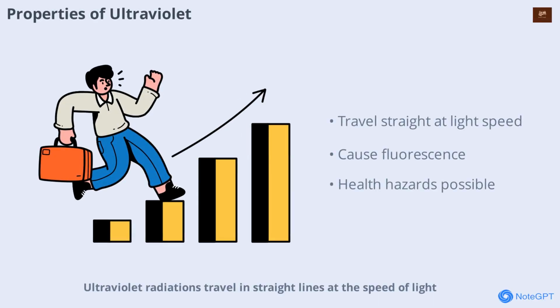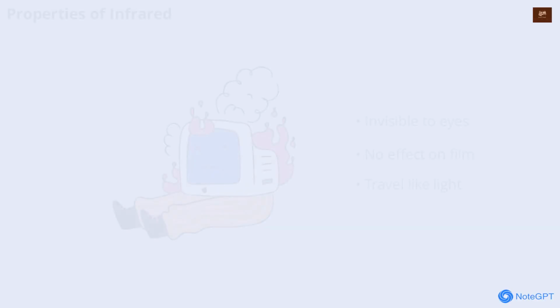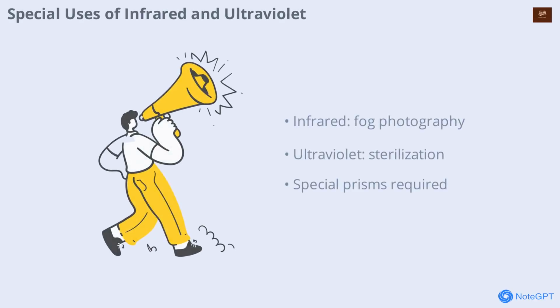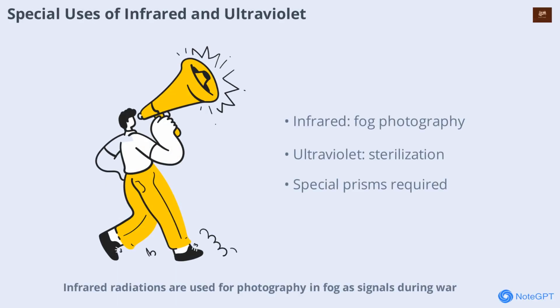Ultraviolet radiations travel in straight lines at the speed of light, obey the laws of reflection and refraction, and affect photographic plates. However, they also cause fluorescence and can be hazardous to health. Infrared radiations, like visible light, travel in straight lines and at the speed of light in vacuum. They obey reflection and refraction, but unlike visible light, they are invisible and do not affect photographic film. Infrared radiations are used for photography in fog, as signals during war, and in darkrooms because they don't affect photographic film. Rock salt prisms are used for infrared spectra, while quartz prisms are needed for ultraviolet since glass absorbs these radiations.